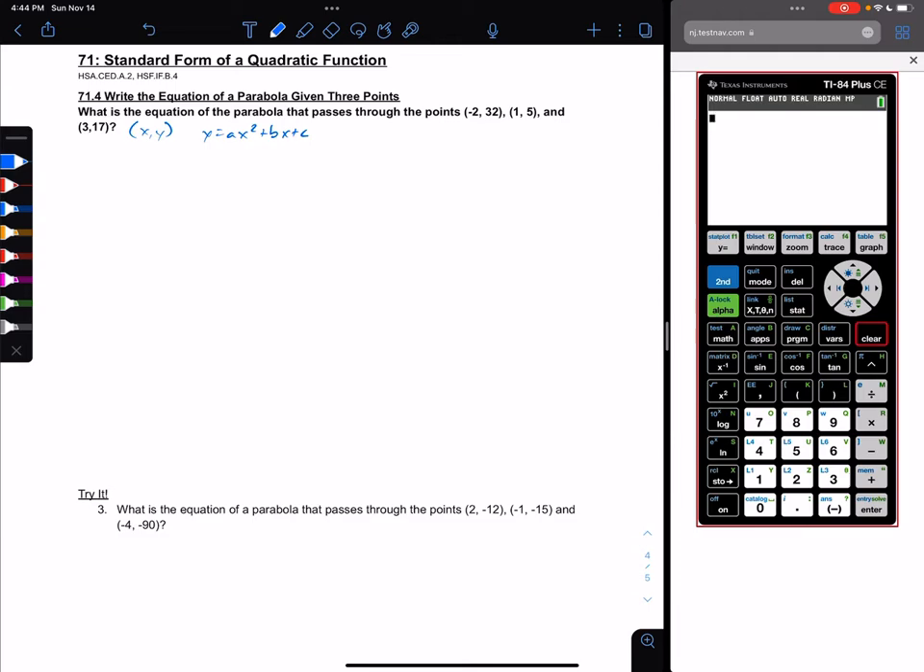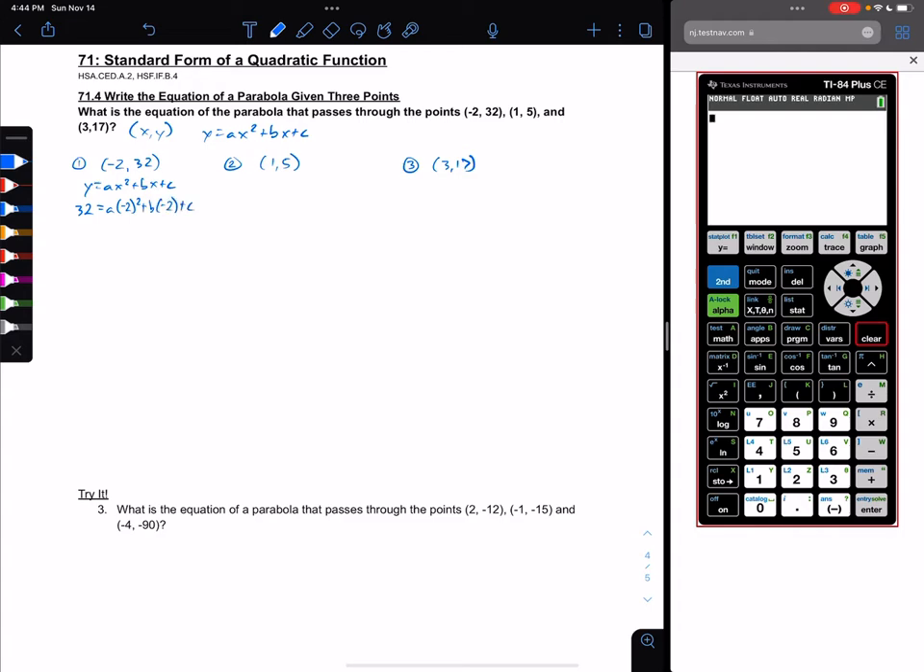So what I'm going to do is look at these 3 points. The first point is (-2, 32). The second point is (1, 5). And my third point is (3, 17). What I'll do here is take this (-2, 32) and realize that since they're x, y, I can plug them into my standard form. So y would be 32, and x is -2.